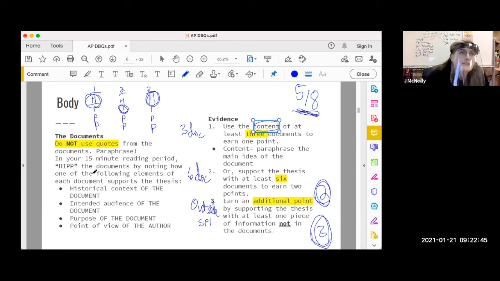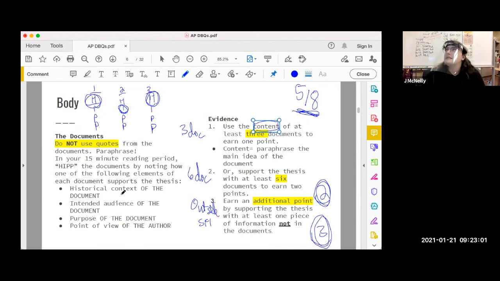If it is a letter from Christopher Columbus, then the context for that is he was exploring on behalf of Spain to find Asia. The intended audience of the document, well, who is he writing to? The king and queen of Spain.